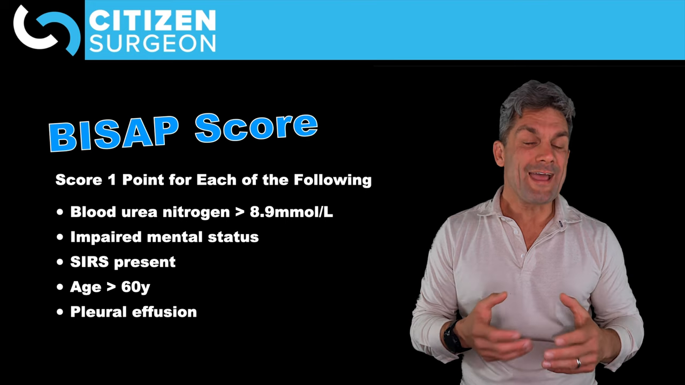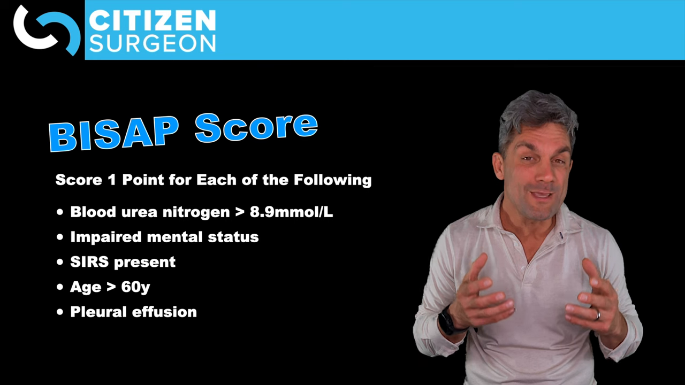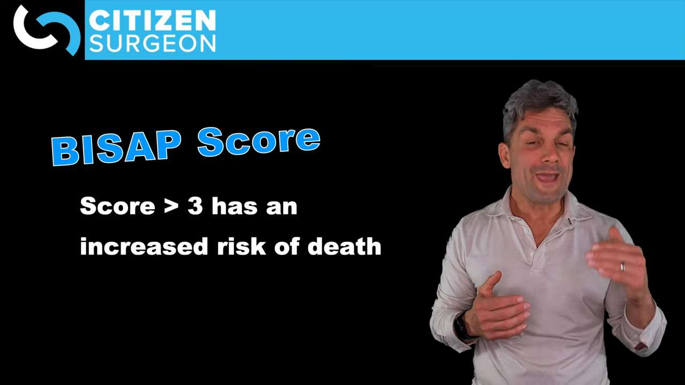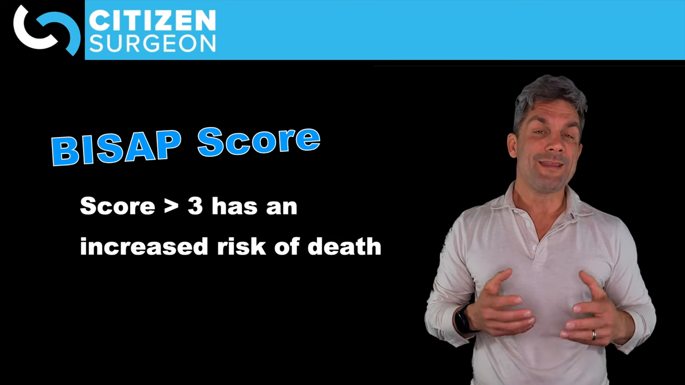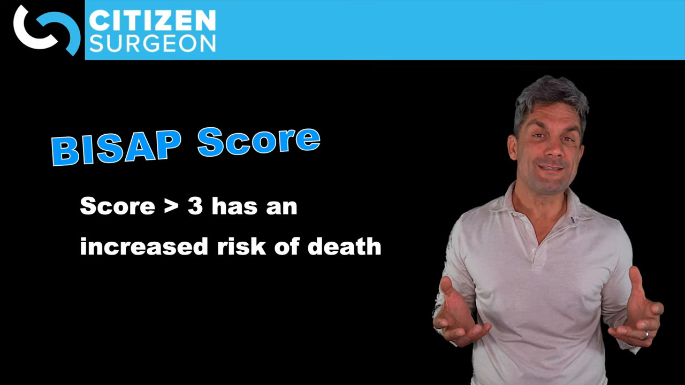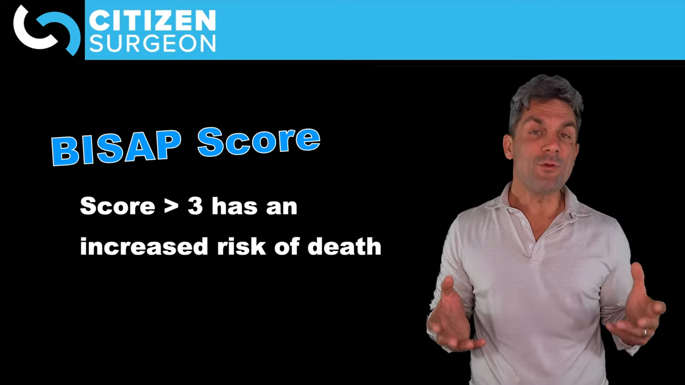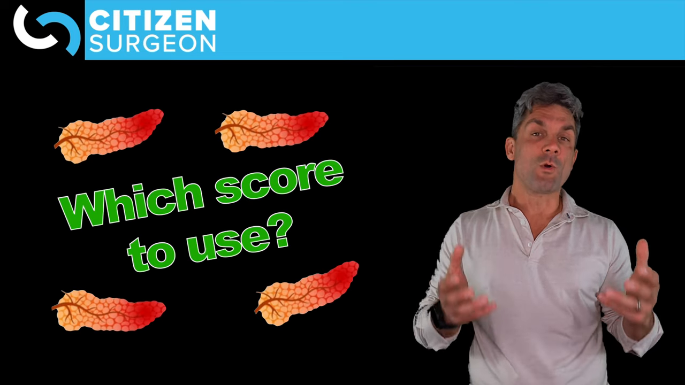So we can take that, give 1 point for each of those, and that is going to give us a score. Now, how do we use that score? We know with the BISAP score that if we have a score greater than 3, we have an increased risk of mortality. Now, we've gone through a bunch of these. I haven't gone through all of them because it just seems like the list is endless. And the question is, I'm sure you're wondering, which score to use?